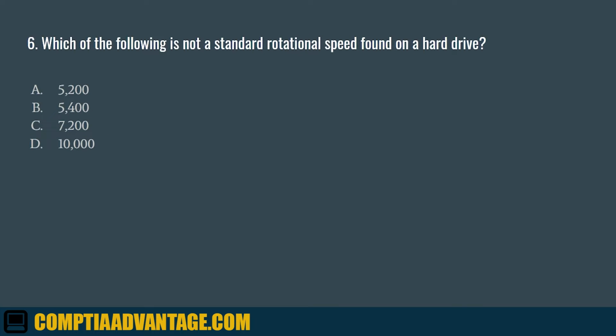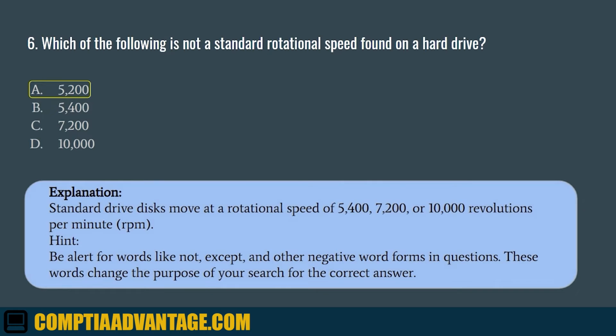Question 6. Which of the following is not a standard rotational speed found on a hard drive? A. 5200, B. 5400, C. 7200, D. 10,000. The correct answer is A. 5200. Standard hard disks move at a rotational speed of 5400, 7200, or 10,000 revolutions per minute, RPM. Hint: be alert for words like not, except, and other negative word forms in questions. These words change the purpose of your search for the correct answer.